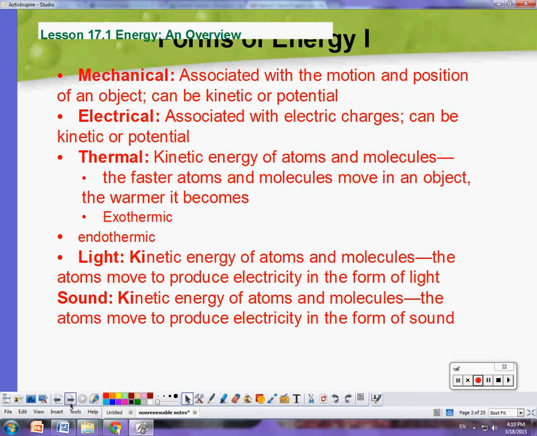So mechanical energy is the actual movement of an object, movement of something. So you can actually see it moving across the screen, like my pen would be moving across the screen, type of thing. Electrical, that's going to be the electrons moving across a wire to give us some sort of power of some kind. Thermal is the heat energy, so you're going to feel something.